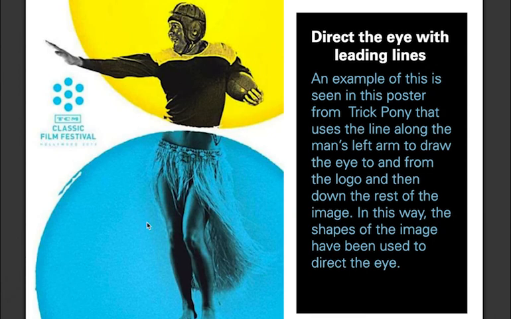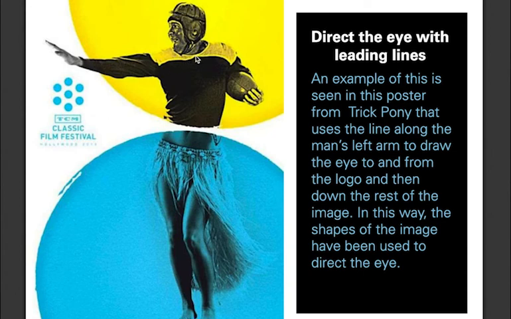This is an interesting image too, and here again there is the use of the white or negative space that kind of leads the eye, as well as these curves. These curves, the interaction between the two and the negative space between the two, creates a beautiful tension, directing the eye with leading lines. An example of this is seen in this poster from Trick Pony that uses the line along the man's left arm to draw the eye to and from the logo and then down the rest of the image. In this way, the shapes of the image have been used to direct the eye.